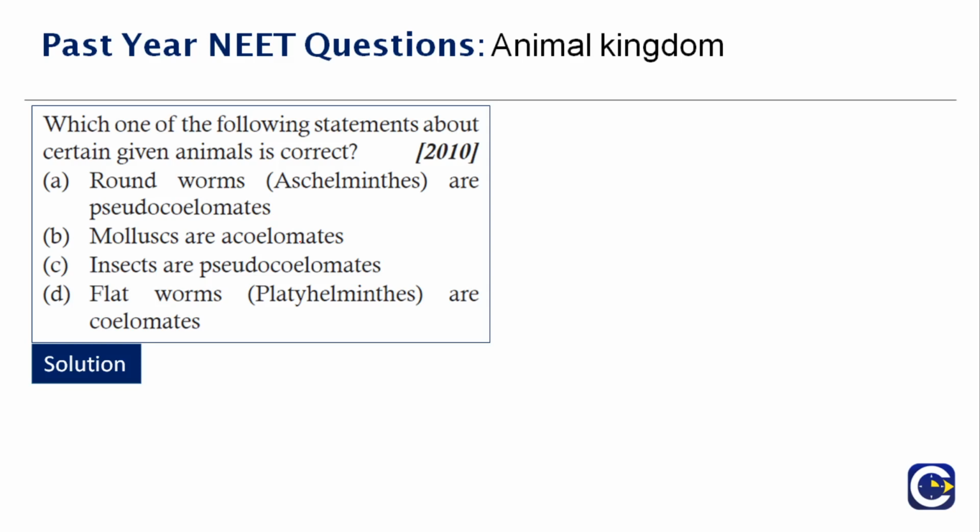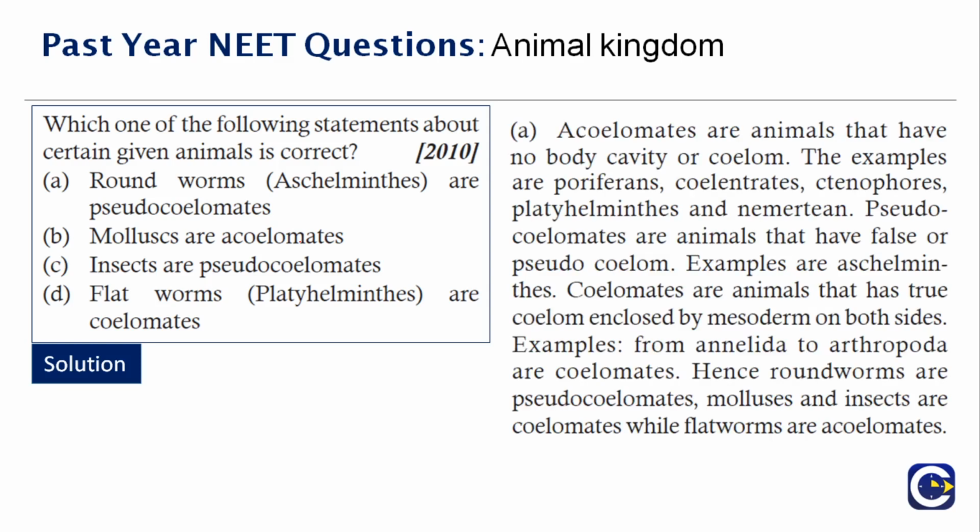Therefore the correct answer, hence roundworms are pseudocoelomates, mollusks and insects are said to be coelomates, while flatworms are said to be acoelomates. Therefore the correct one out of the 4 is option A. Roundworms are pseudocoelomates, that is, pseudo means false, they do not have a proper or a true coelom. That is why the true statement out of the 4 is option A.